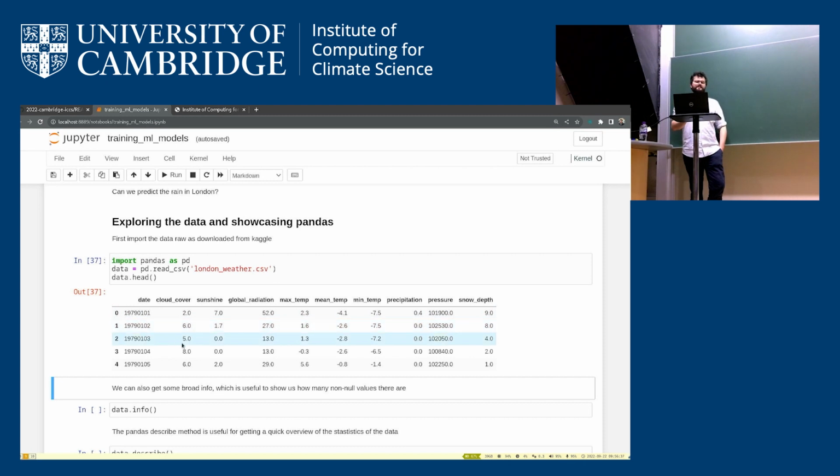The cloud cover, sunshine, global radiation, minimum and maximum temperatures, the mean temperature, how much it's been raining, and what the pressure was. So you can see here, immediately there's a lot of different dimensions. This here is almost a nonsense dimensionality, because this is barely a date, because it will go up to 30 and then jump to the next one.